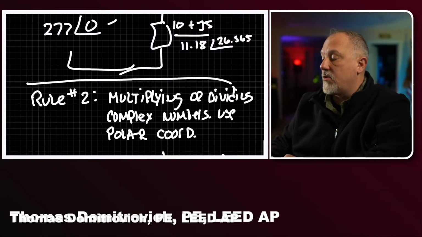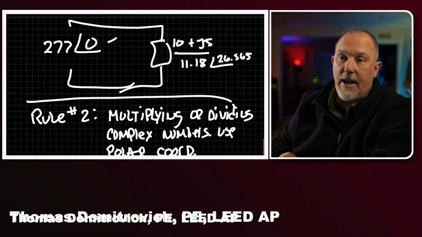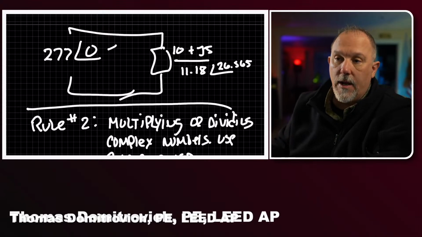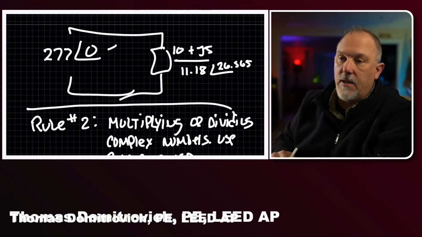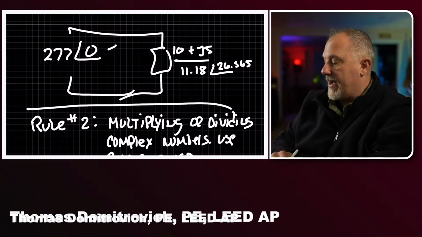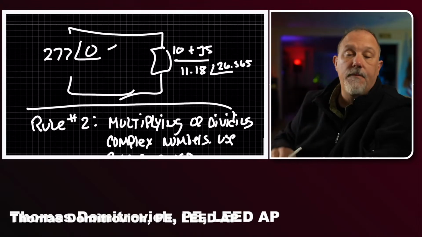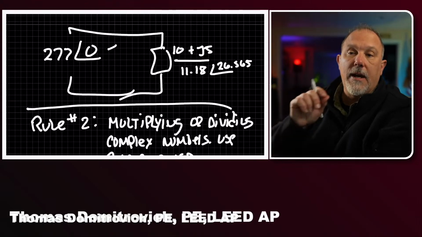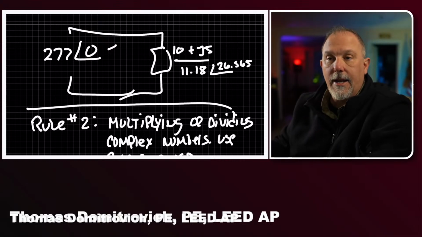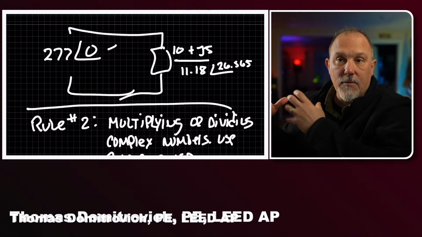So if I wanted to multiply 277 at an angle of 0 by 11.18 at an angle of 26.565, then I would multiply 277 times 11.18 and I would add 0 and 26.565. And that would be my resulting.